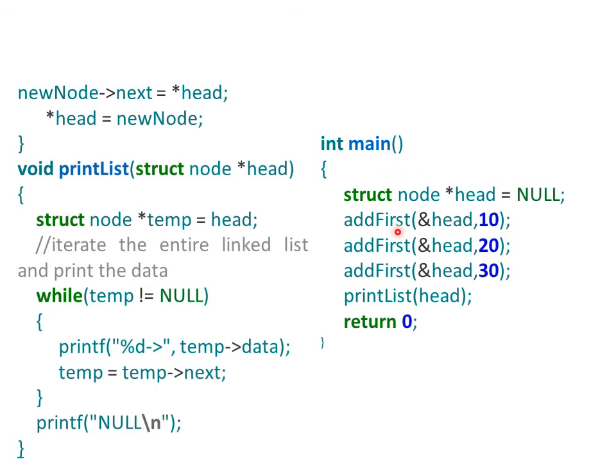Here you can see the main function. Initially the head node is assigned as null. I am taking three function calls: one inserting 10, next 20, and next 30. After this I am printing the list from the head. After all these are successfully completed, I return 0 and end the main function.